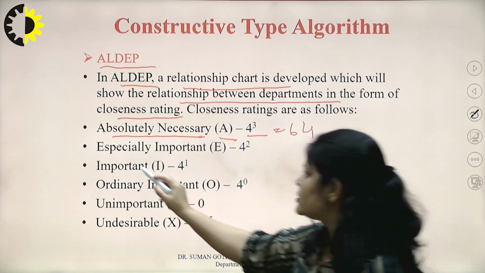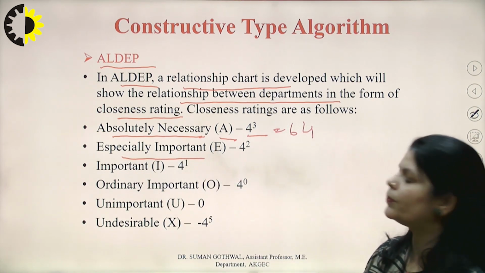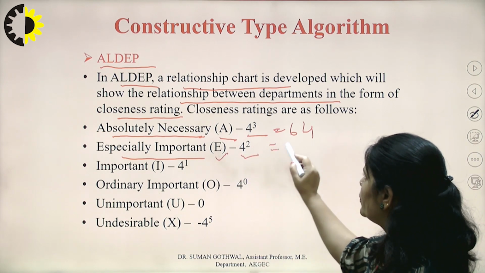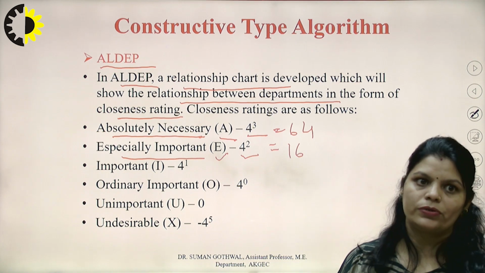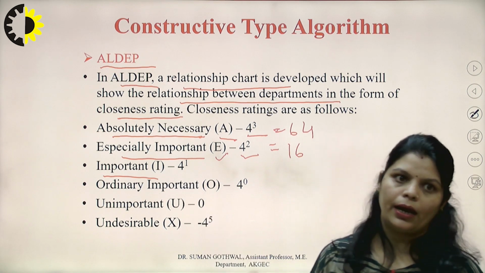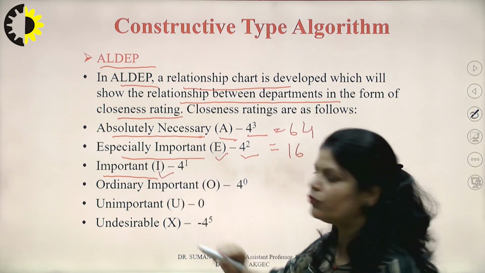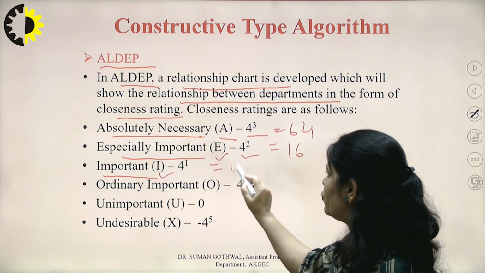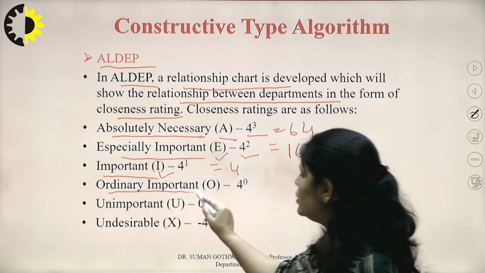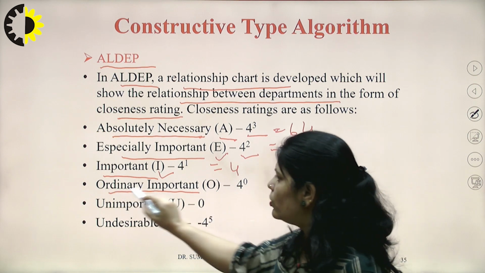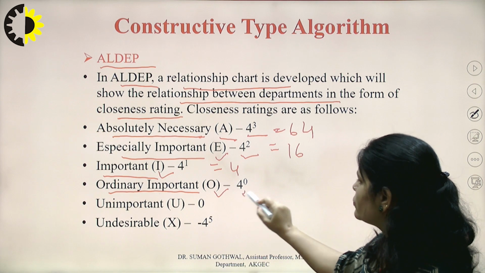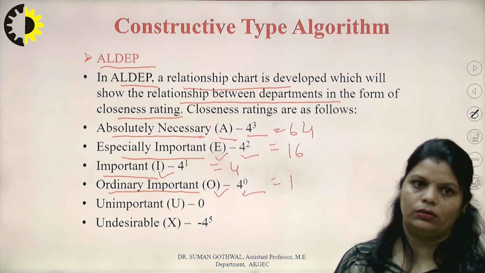Clear? The second rating is especially important, and we use the symbol E for this, and its numeric value is 16. Its closeness rating is 16. The third category is important, and we use the symbol I for this, and its value is 4. Clear? After that, we come to the next category, that is ordinary important, and we use the symbol O for it, and its value is equal to 1.